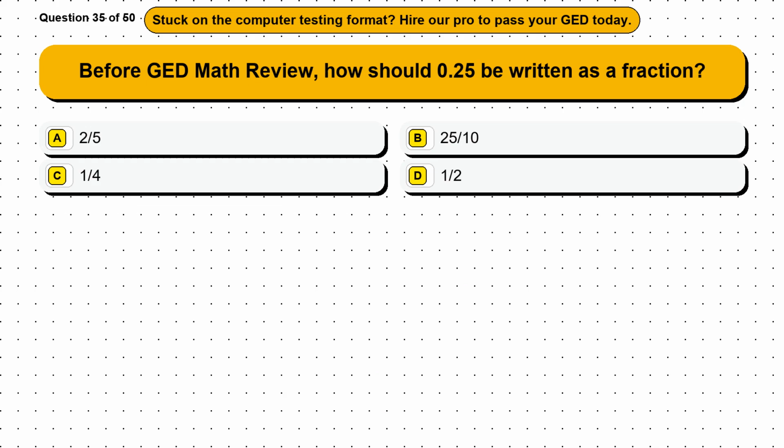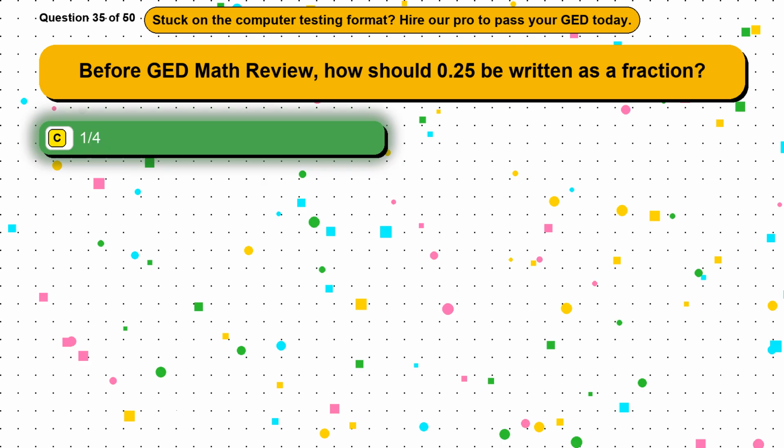Question 35. Before GED Math review, how should 0.25 be written as a fraction? Option A, 2/5. Option B, 25/10. Option C, 1/4. Option D, 1/2. The correct answer is option C. 1/4.